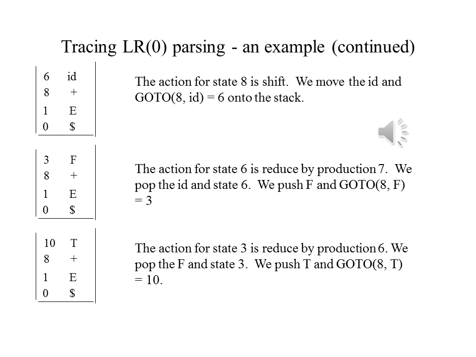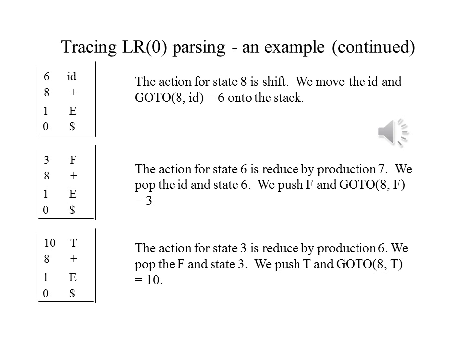The action for state 8 is shift. We find that the go-to for state 8 and identifier, our current look-ahead, is state 6. So state 6 and identifier are pushed on the stack. The action for state 6 is reduce by production 7. Factor derives identifier. We pop identifier and state 6.